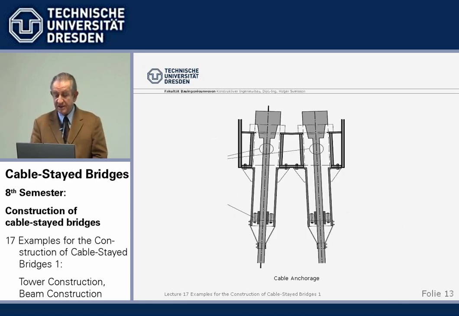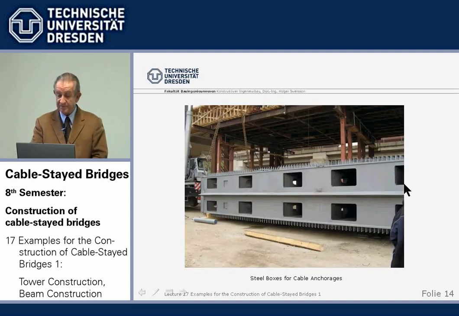We see here a detail of the cable anchorage. We have lock coil ropes in this particular case. We have here the steel box. We have openings where the cables run out, and they are supported here by webs, and cross girders take the horizontal the cable course into the outer steel webs.